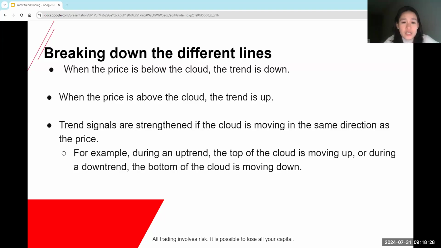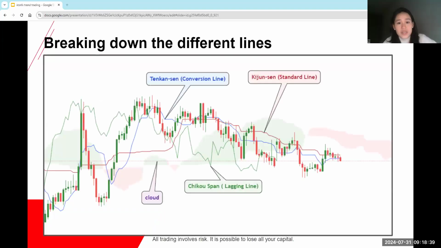If the cloud is moving in the same direction as the price. So during an uptrend, the top of the cloud is moving up. During a downtrend, the bottom of the cloud is moving down. Okay, so these are the different lines that are part of our Ichimoku.